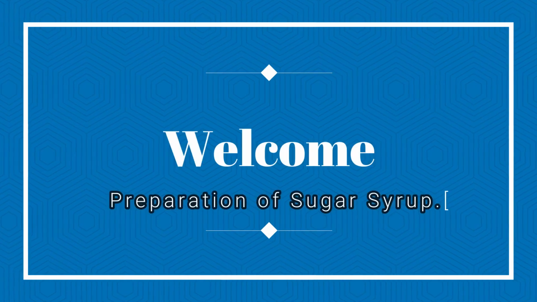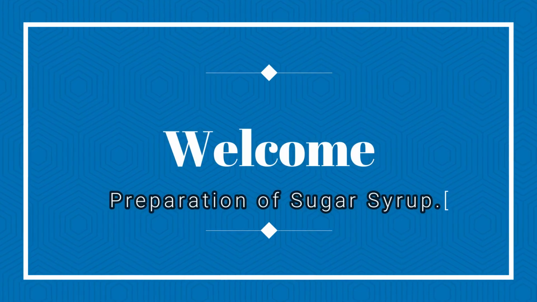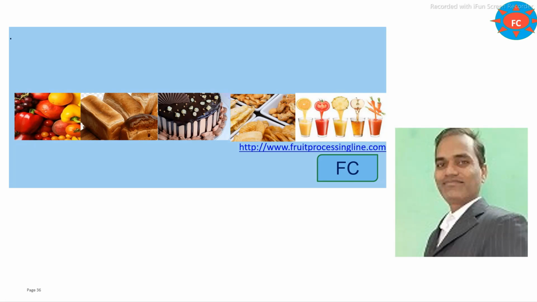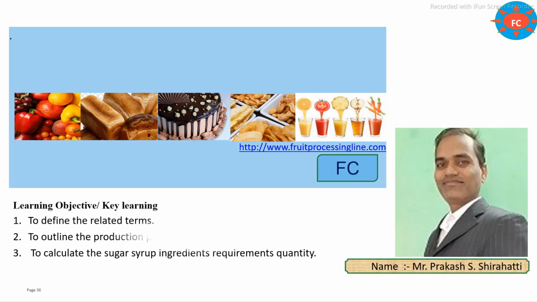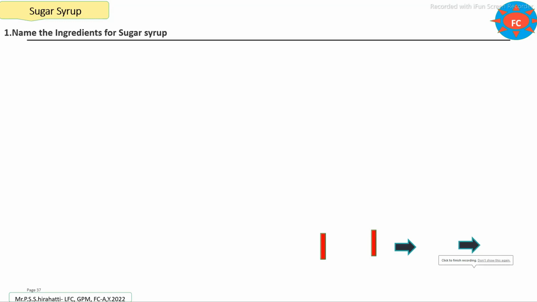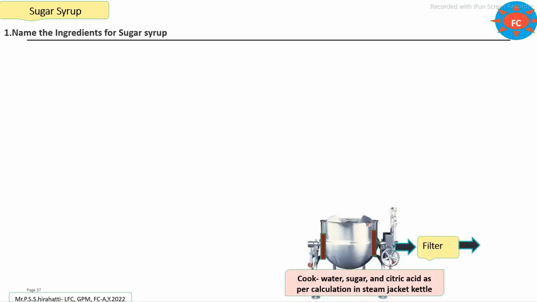In this video discussion, you will learn how to prepare the sugar syrup, what the basic terms involved in the preparation of the sugar syrup are, and the main process involved in the preparation of the sugar syrup. You can see in this process, the first ingredients are water, sugar, and citric acid. First, these ingredients are properly taken and the sugar syrup is prepared in the steam jacketed kettle, and after the preparation they are filtered, and we get the sugar syrup.